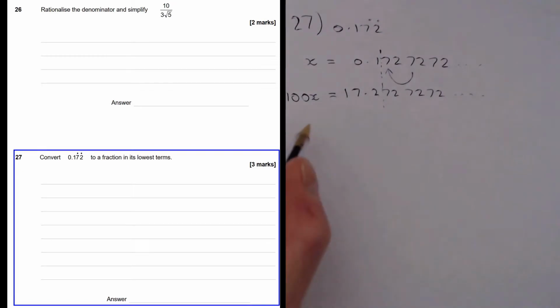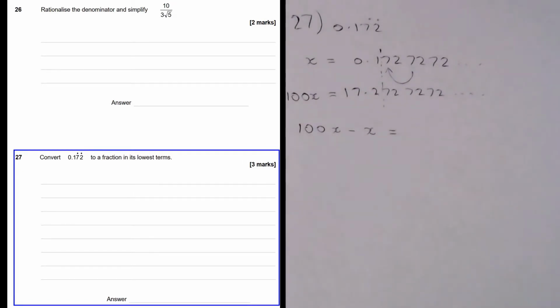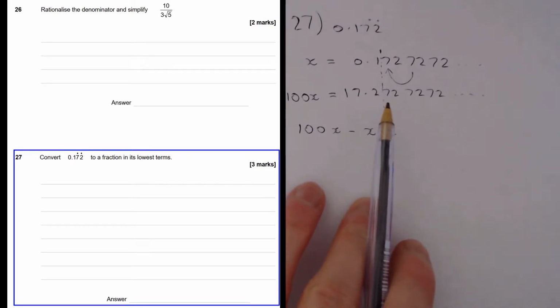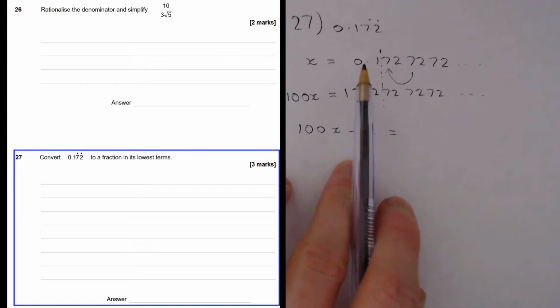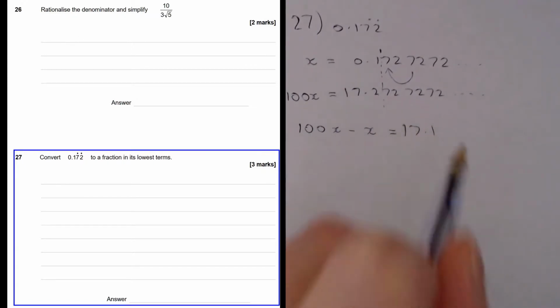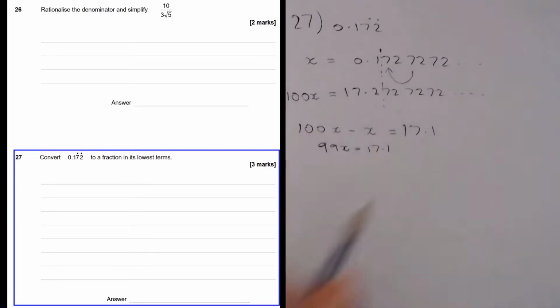So let's do that. We're going to do 100x minus x, and what's that equal to? Well, that's 17.2727272 minus 0.1727272. Well, that's just going to give us 17.1. If we clean up the left-hand side a little bit, we're going to get 99x equals 17.1. And that's an equation we can solve.